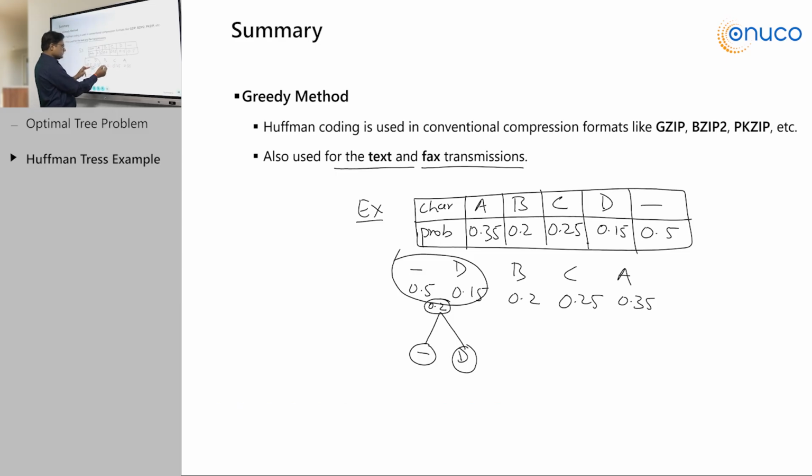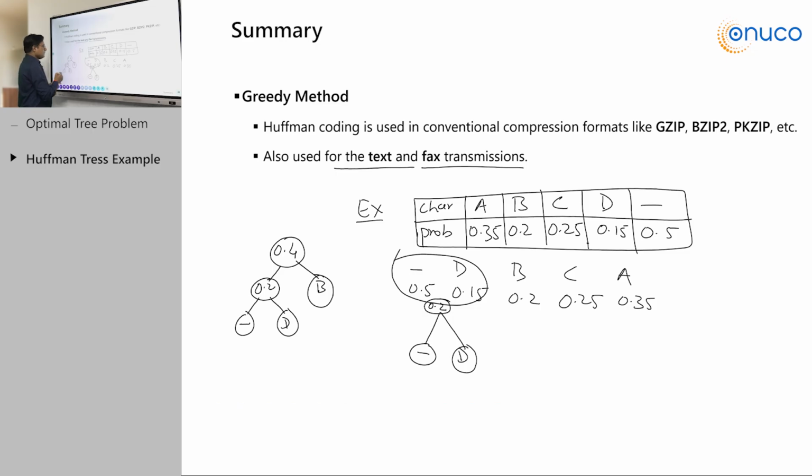The first two minimum are these two values. So in the next iteration we are going to join these two values. 0.2 plus 0.2 becomes 0.4. On the left side we have the 0.2 with hyphen and D, and on this side we have B. Now we have 0.4, here we have 0.25 and here we have 0.35.